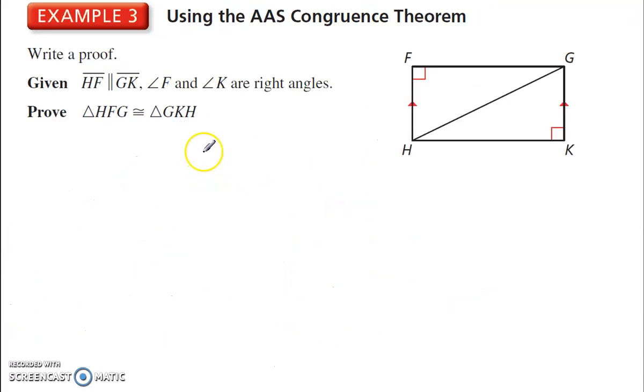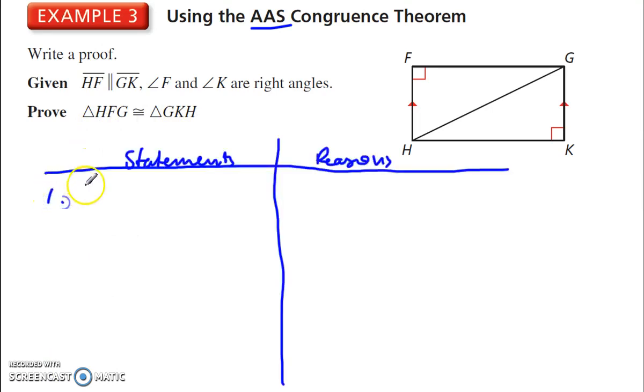Alright, using the angle-angle-side congruence theorem, write a proof. Alright, we are given that HF is parallel to GK, and we know that F and K are right angles. We want to prove this. Alright, so statements and reasons. We know that HF is parallel to GK. That is given. And if this is parallel to this, then I can say that this angle right here is congruent to that one. So I can start making my case here.